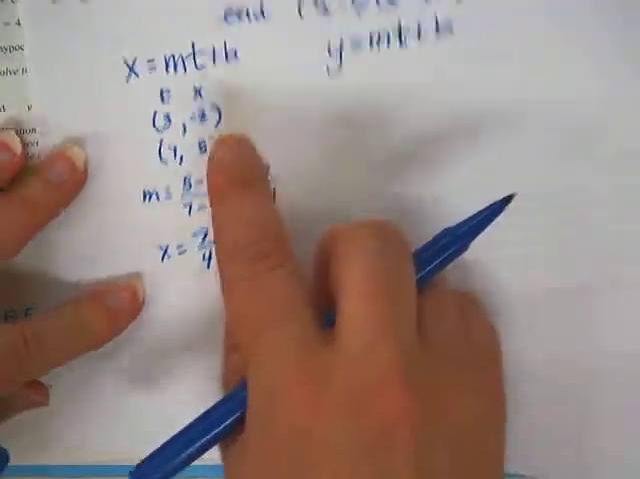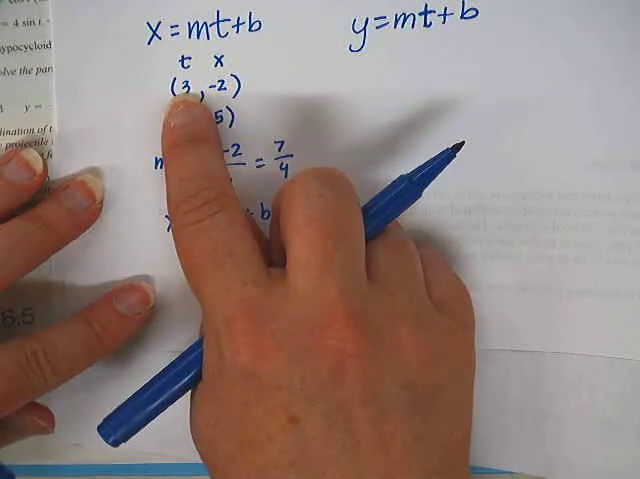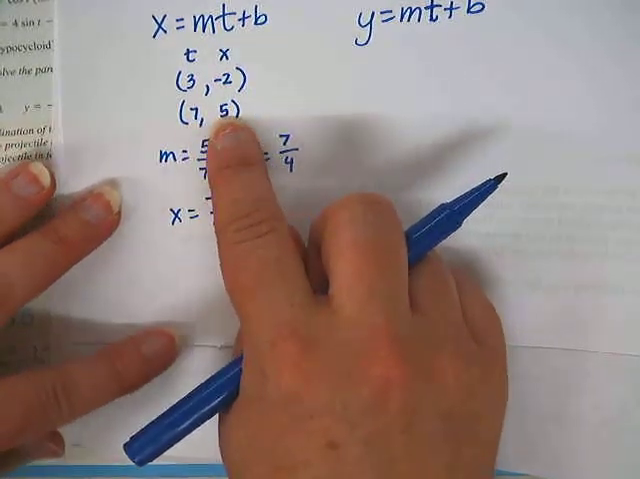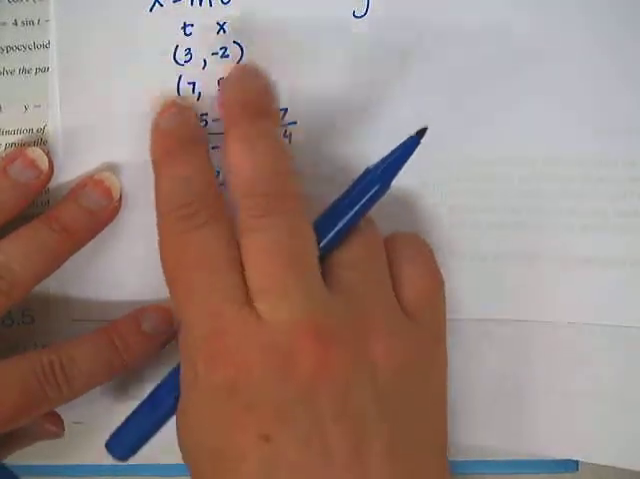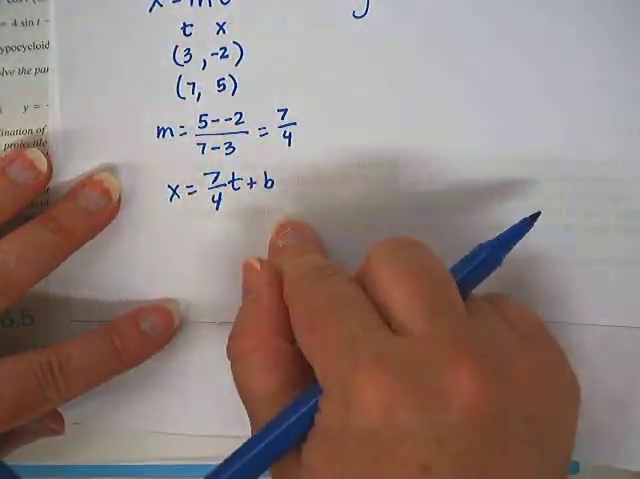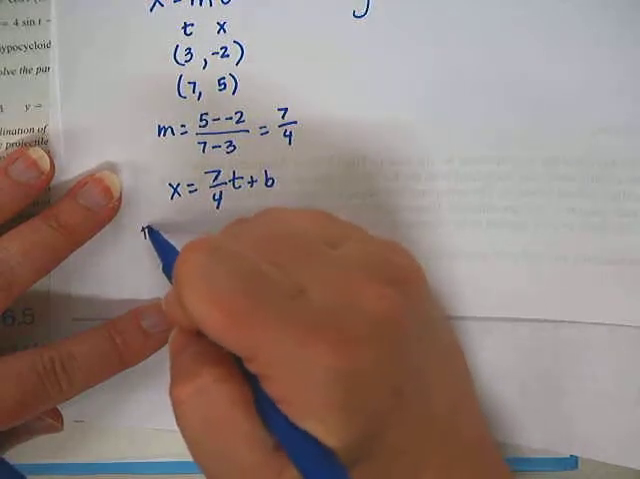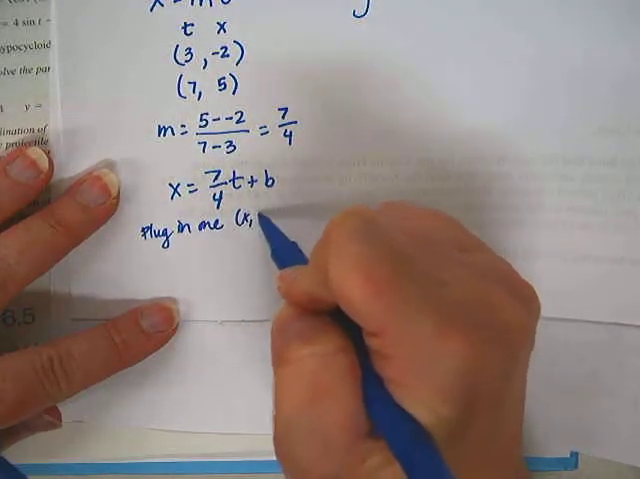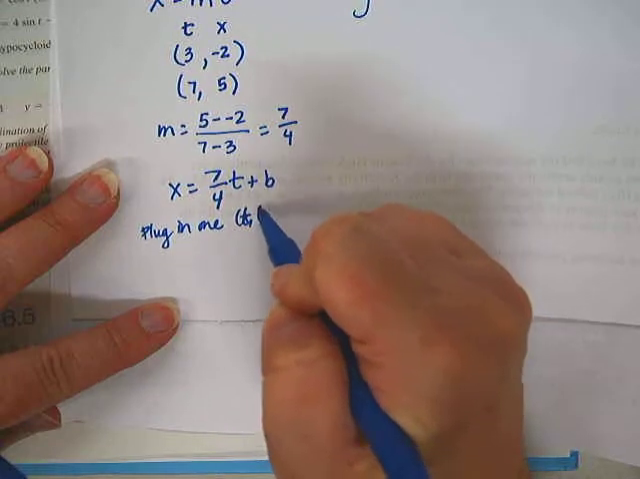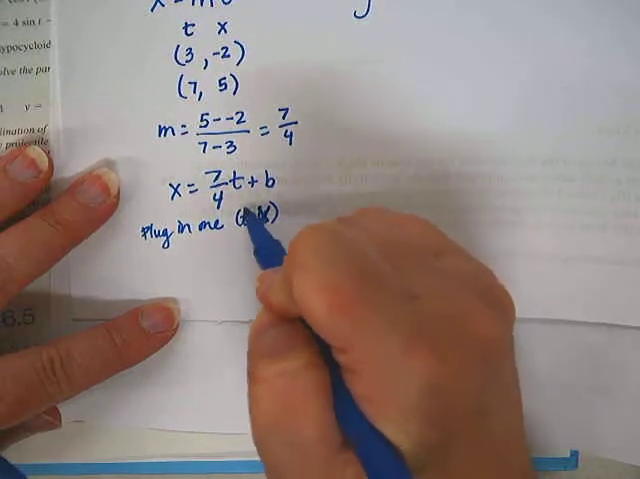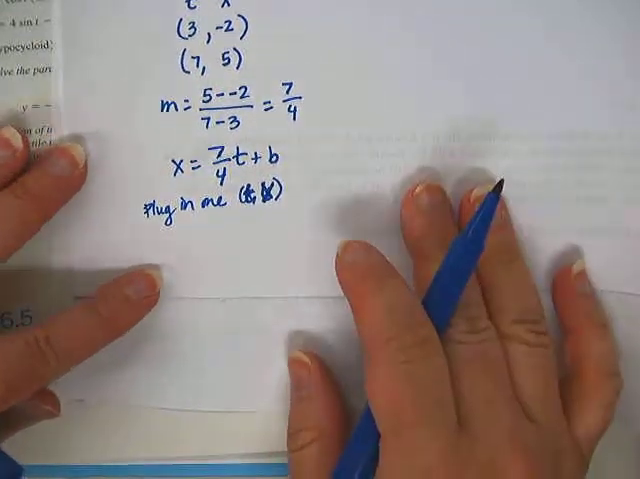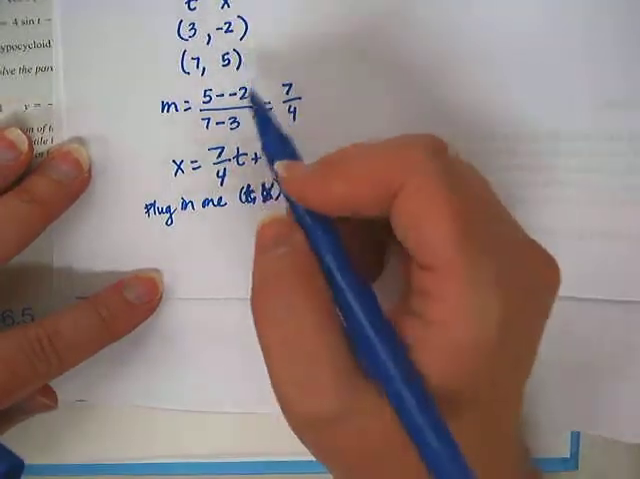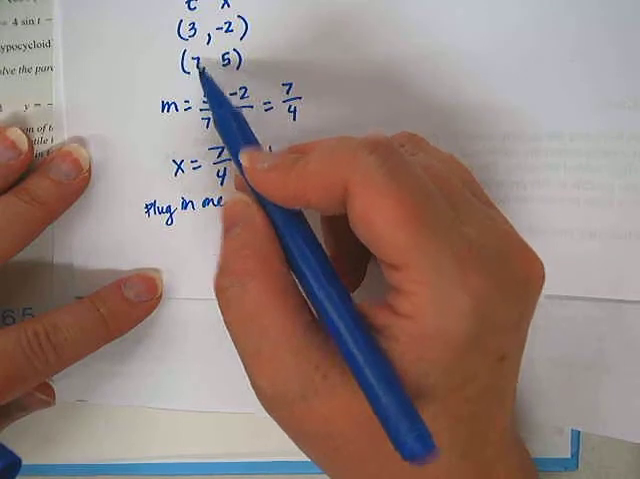t is not 0. So now we have to find the y-intercept without having that easy point there. We do know, though, that at t equals 3, x is negative 2, and at t equals 7, x equals 5. Can't we just plug in one of those x and t values and solve for b? I guess it's tx, sorry. Alright, so which one do you want to plug in?